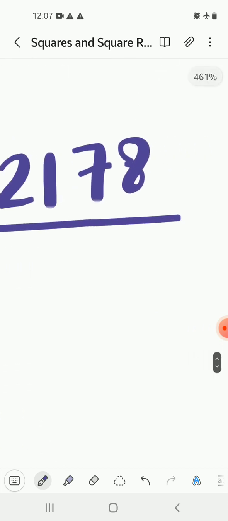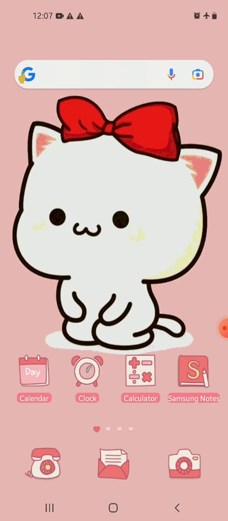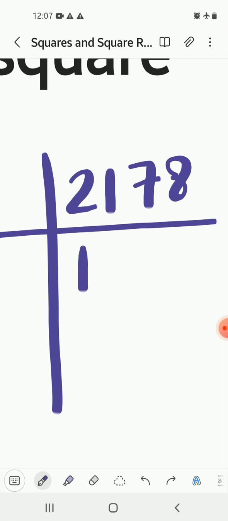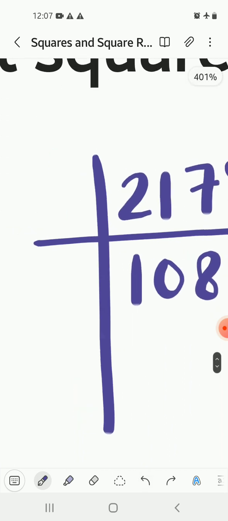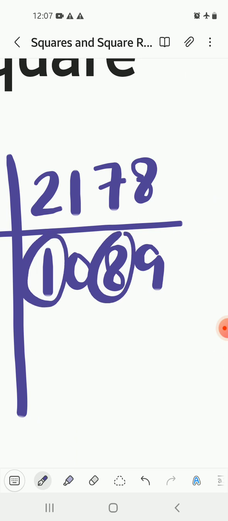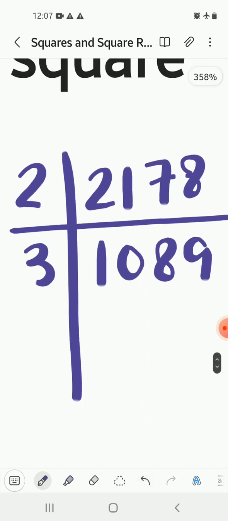You see there is 8 in the units place, which is an even number, which means that this will be divided by 2. So 2178 divided by 2, we get 1089. Now there is 9 in the units place, which is not an even number, so it will not be divisible by 2. Instead, we can try it with 3, because if you apply the rules of divisibility, add the numbers. 1 plus 8 is 9, plus 9 is 18. So it will be divisible by 3. So divide 1089 by 3.